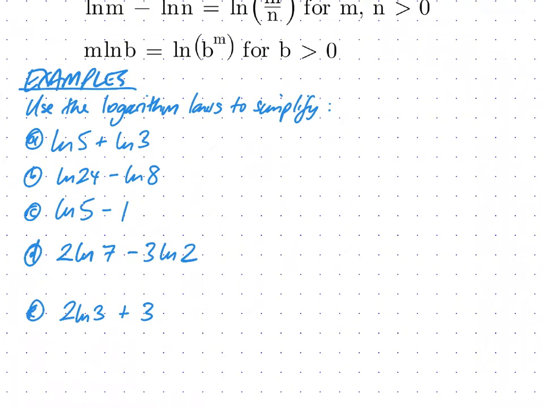You have an addition of some natural logarithms here. So that's going to be ln of 5 times 3, which is going to be ln of 15. Here you have a subtraction, so it's going to be a division, ln of whatever 24 over 8 is, which is equal to ln of 3.